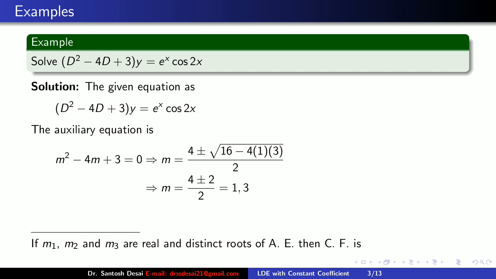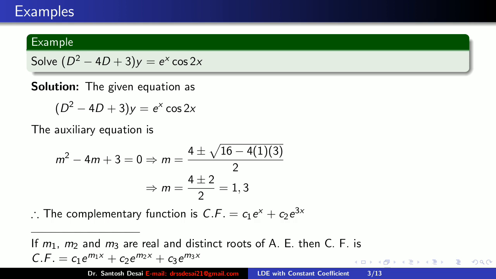But we know that if m1, m2, m3 are the real and distinct roots of the auxiliary equation, then the complementary function is CF is equal to c1 e raised to m1x plus c2 e raised to m2x plus c3 e raised to m3x. So using this rule, the complementary function is CF is equal to c1 e raised to x plus c2 e raised to 3x.